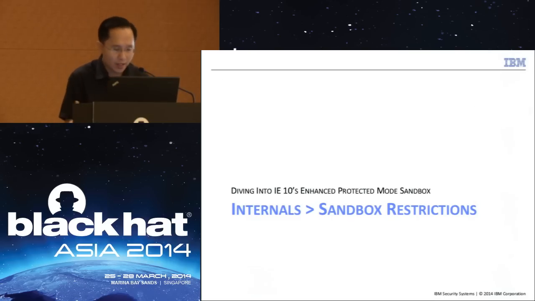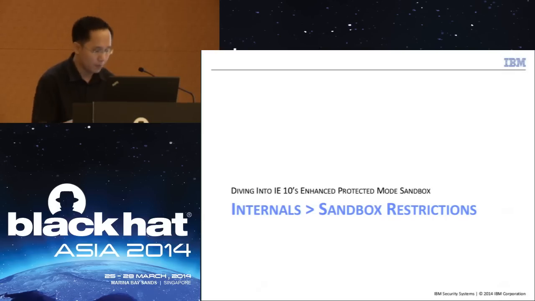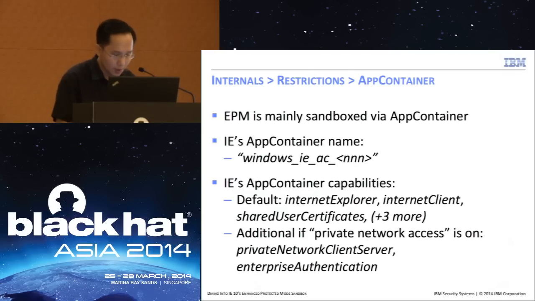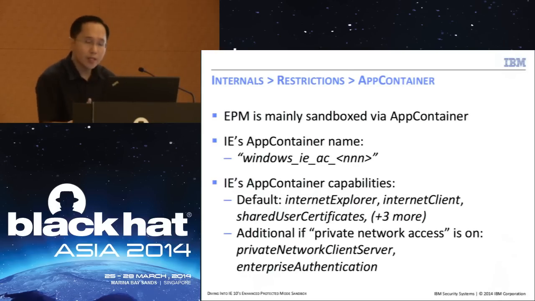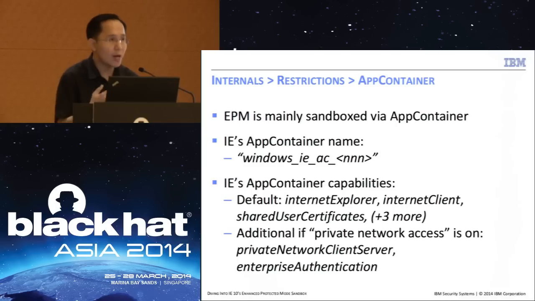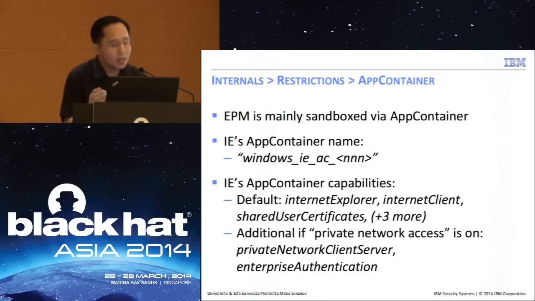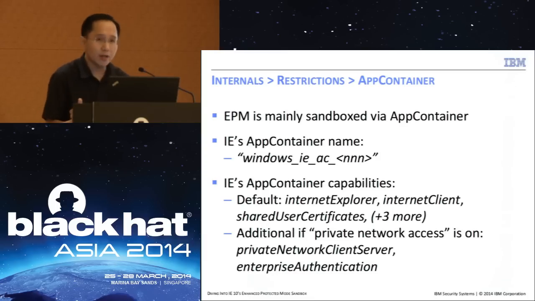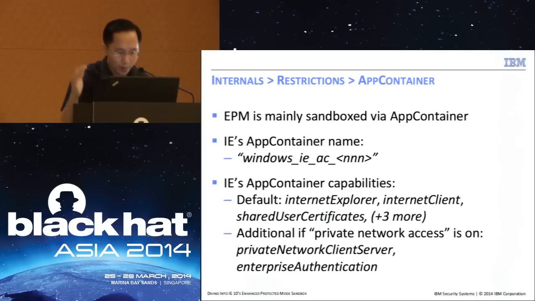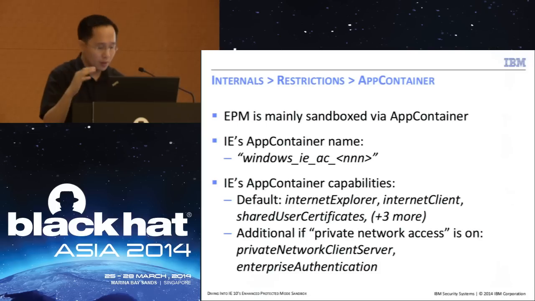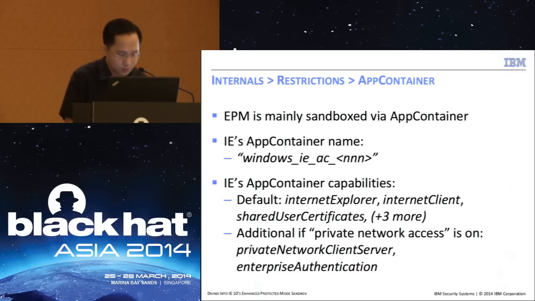So how exactly is the tab process sandboxed in EPM? In EPM, the tab process is mainly sandboxed using app container. App container is a new process isolation mechanism introduced in Windows 8, and it's the same sandboxing mechanism used in Windows Store apps. You can think of app containers as boxes in which processes run, which limit what they can access or limit what they can do.